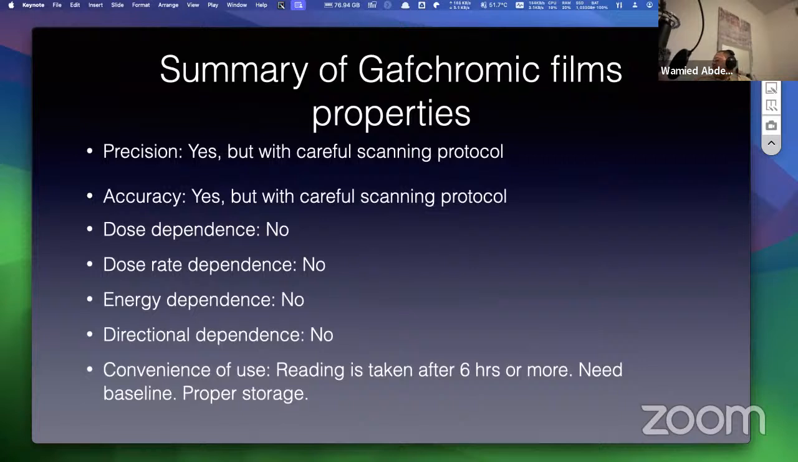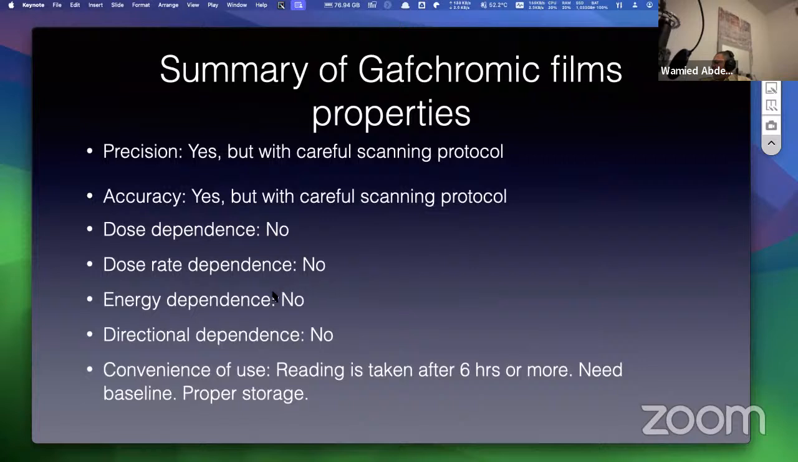There are issues, for example, on the film, the direction of scanning. That was a big issue. But I think newer versions of films do not exhibit this directional dependence, how you're going to put the film in the scanner. Accuracy, yes, but again, with careful scanning protocol, those dependences are not linear. So they do exhibit dose dependence, dose rate dependence. We haven't seen any dose rate dependence on the films. Energy dependence, they're not energy dependent.